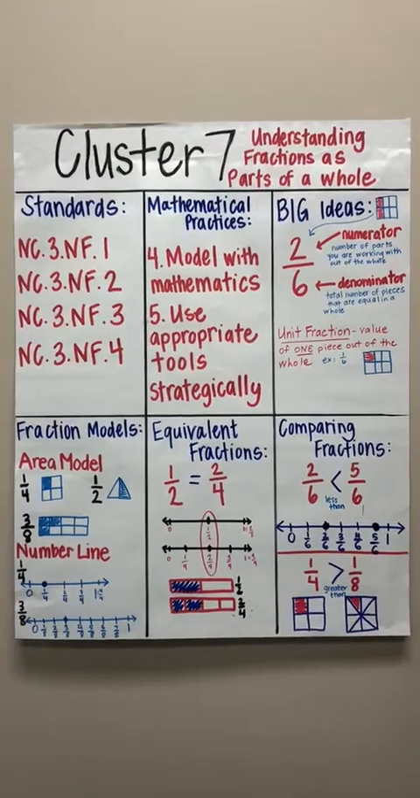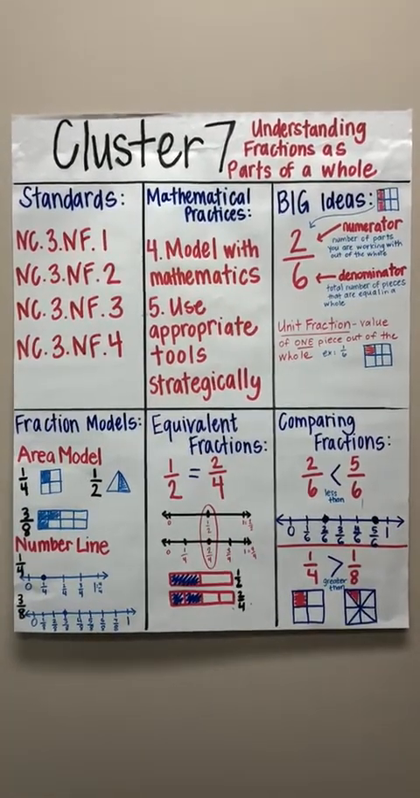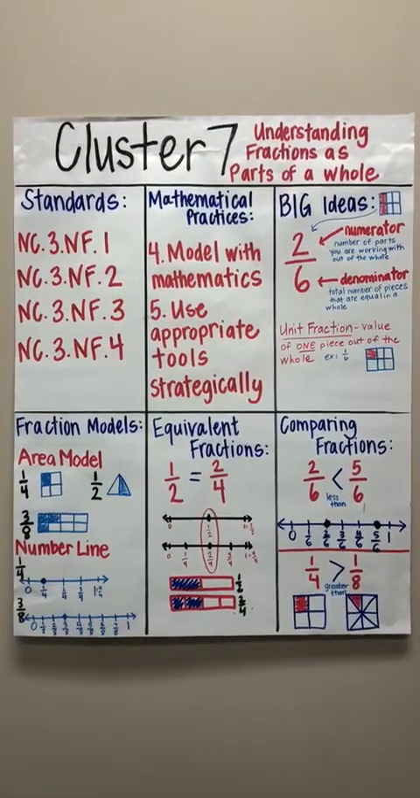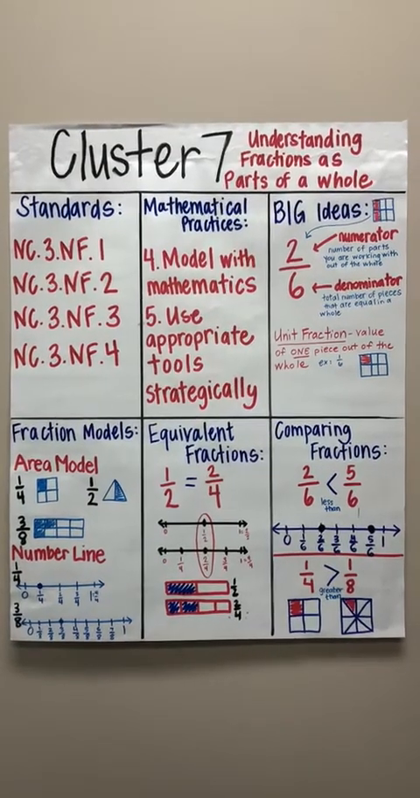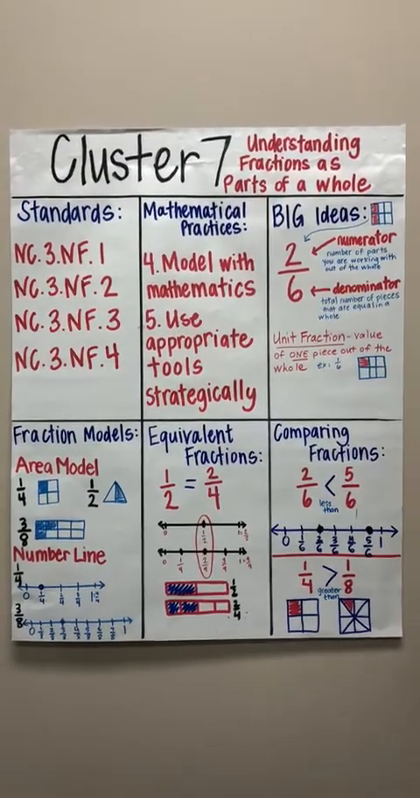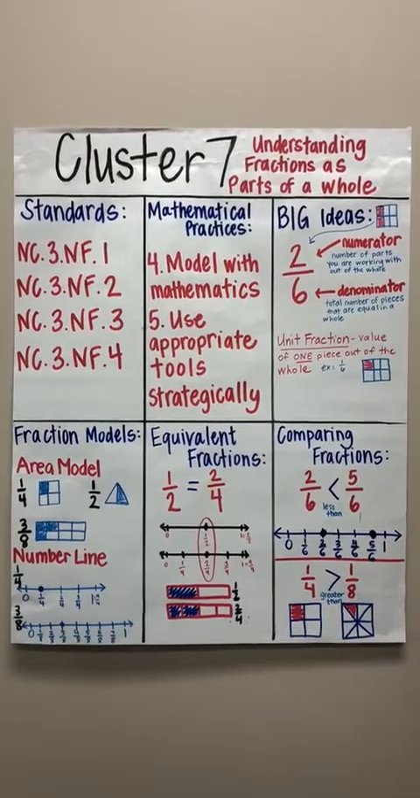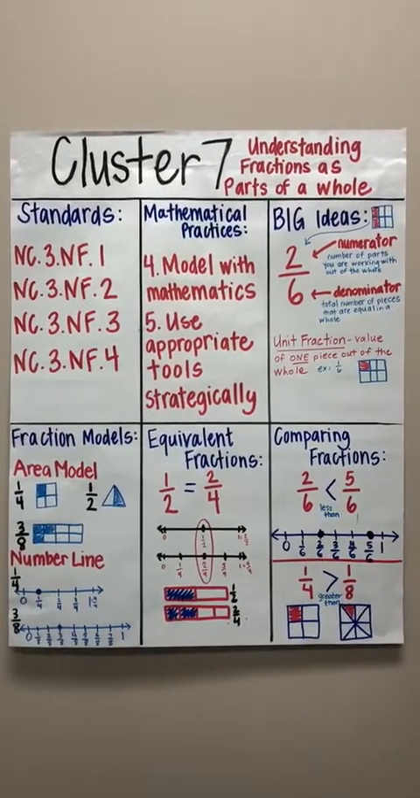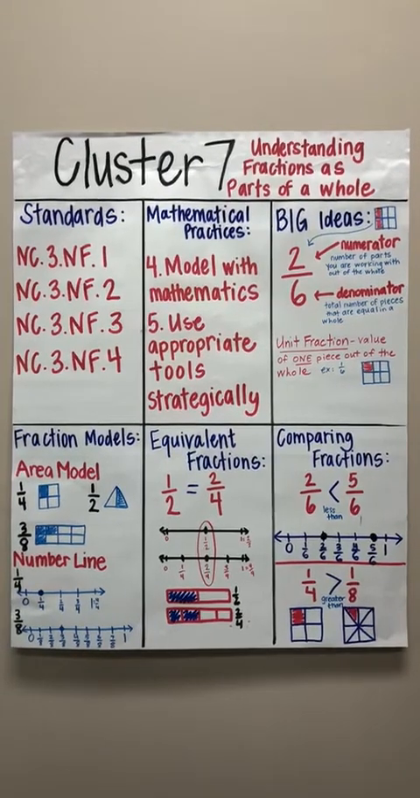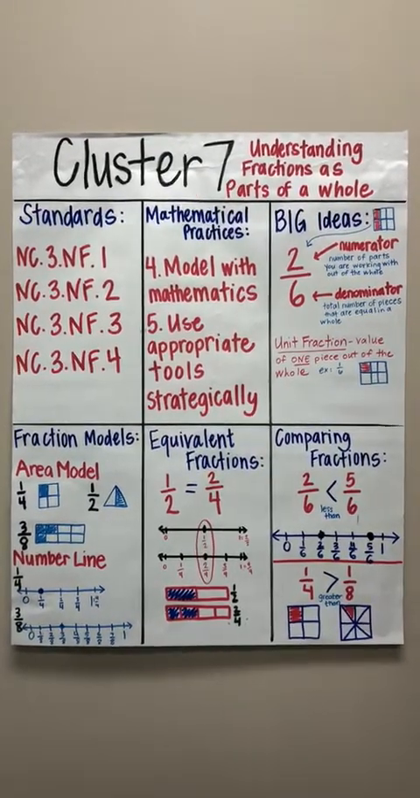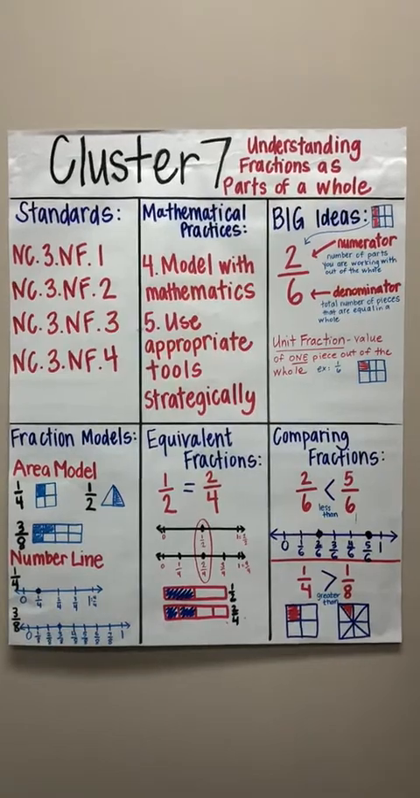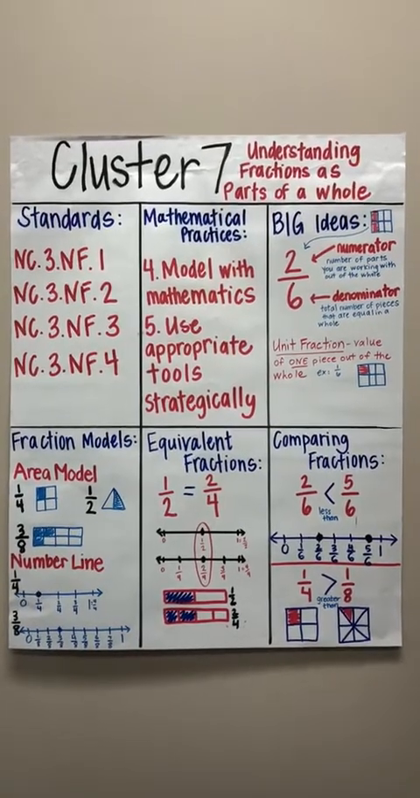Let's take a look at the standards. Students will interpret unit fractions with the denominators of 2, 3, 4, 6, and 8 as the quantities formed when a whole is partitioned into equal parts using area and length models. A unit fraction is the value of one piece out of the whole, for example, 1/4 or 1/6.